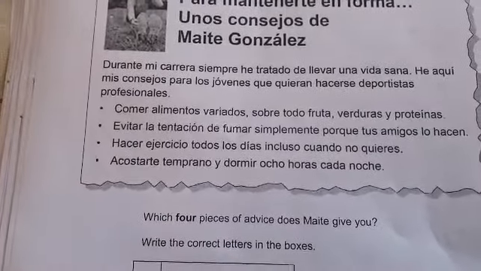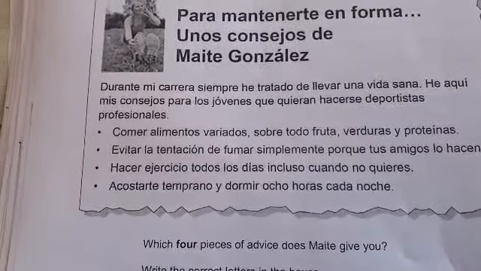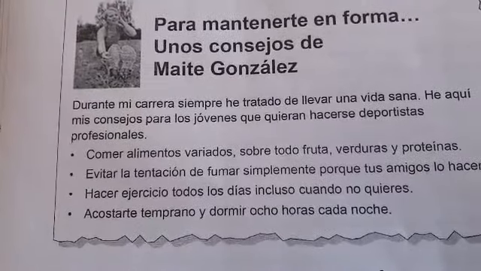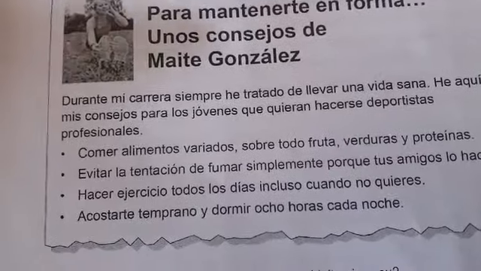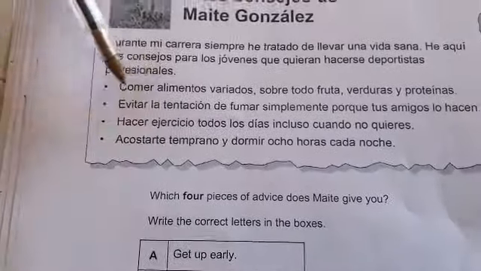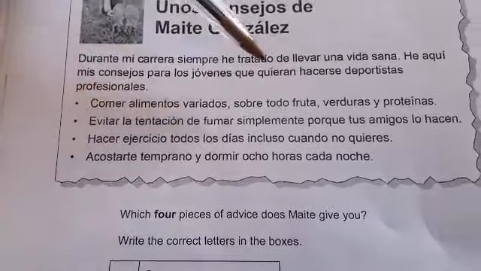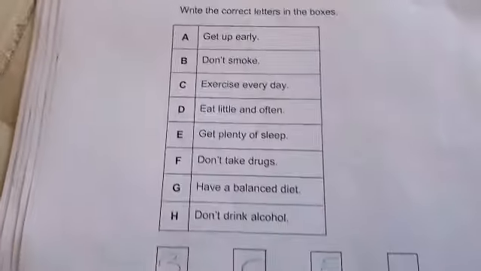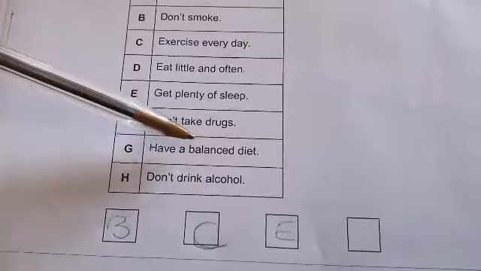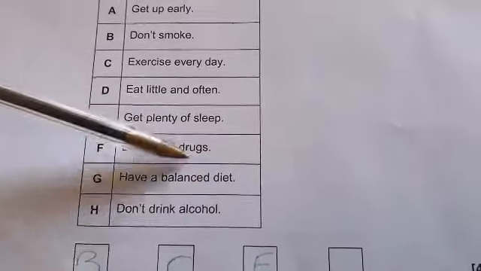So does it say anything about having a healthy, balanced diet? What's a balanced diet? You should know that one. Una dieta equilibrada. It doesn't say equilibrada, but it does say something about eating. It says eat varied food, varied diet. Above all, fruit and vegetables, protein. Well, that is pretty much saying a balanced diet, even though it didn't have the word dieta equilibrada, but it means the same. So we're going to stick G down there.